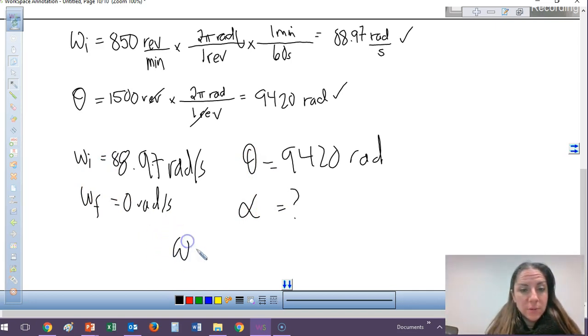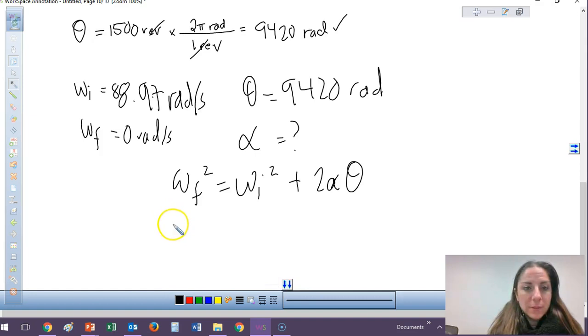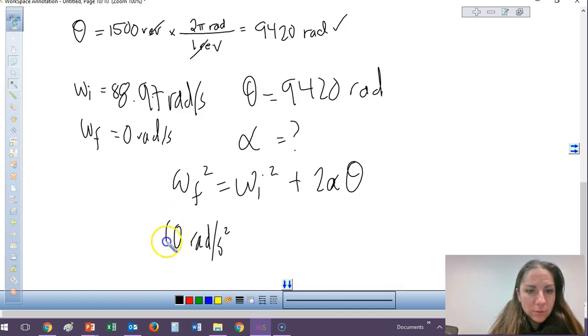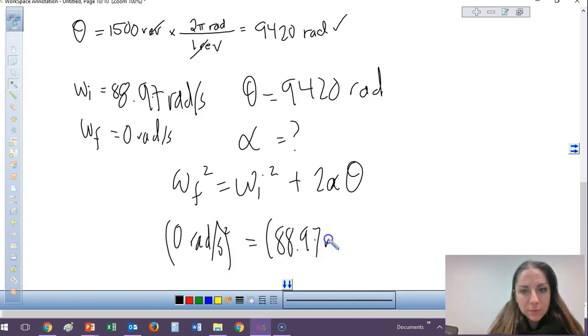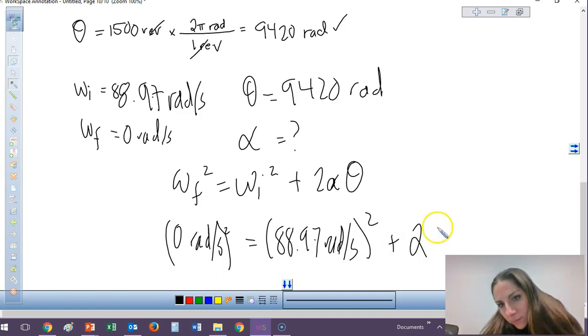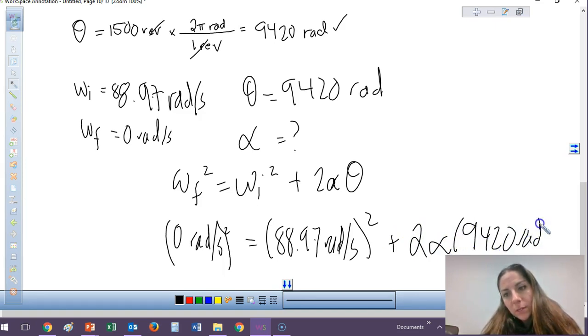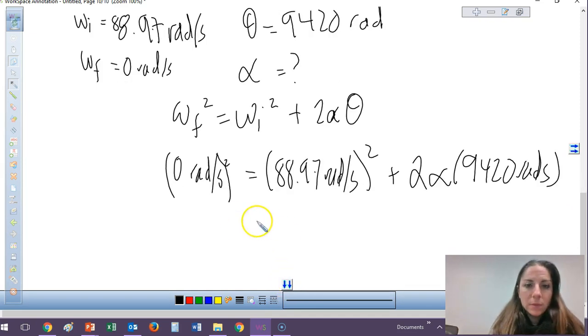So if you look through the kinematic equations, it should be alpha, theta. That's the one. Because if you look here, 0 radians per second squared is equal to 88.97 radians per second squared plus 2 alpha, which is what we're solving for, times 9420 radians, like that. And that's our setup. So I'm just going to skip the algebra and go right to solving this out.